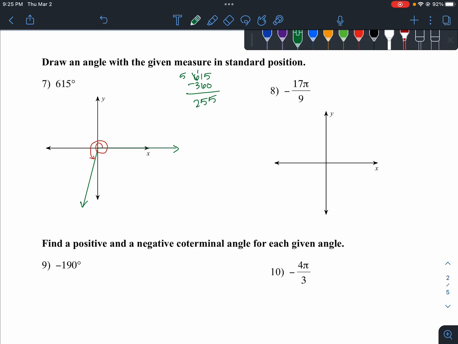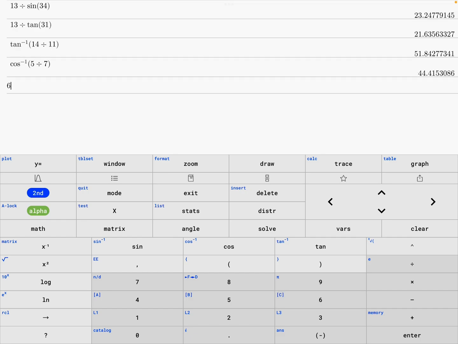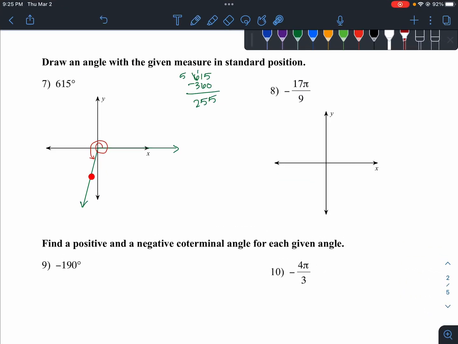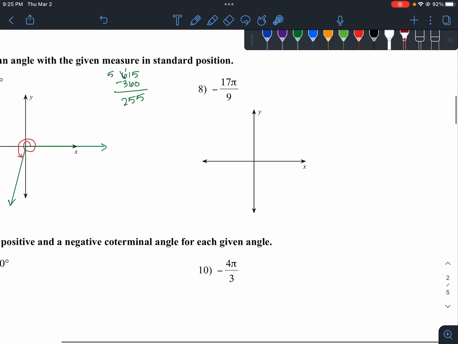I'm going to double check with a calculator. 615 minus 360, and we get 255, minus 180 gets 75 degrees, which is 15 less than 90. So this would be 180, this would be 90, but 15 degrees less. So this right here is 75 degrees, so yep, that looks good. Okay, let's try this one right here.